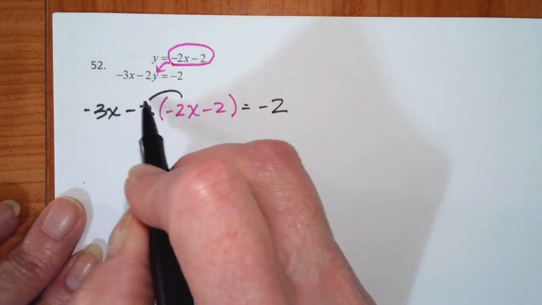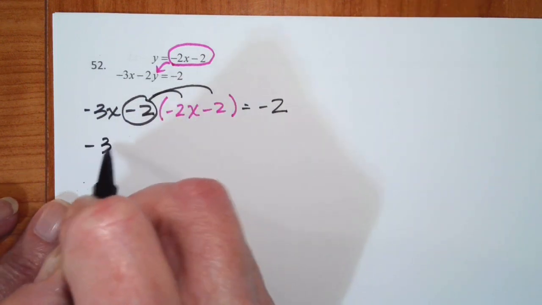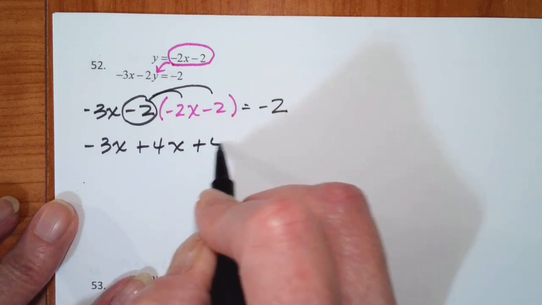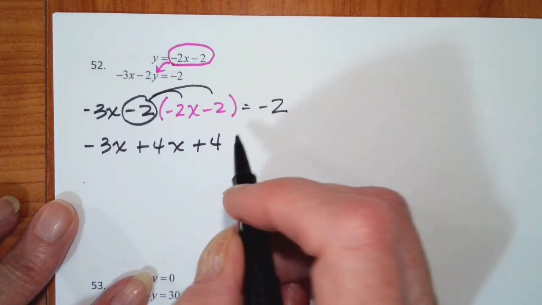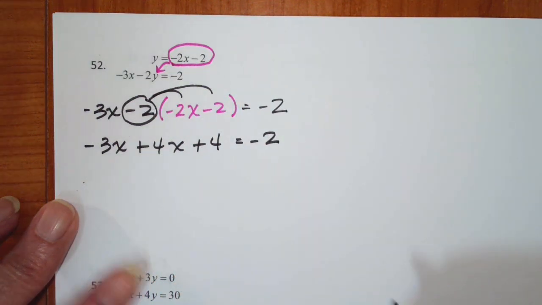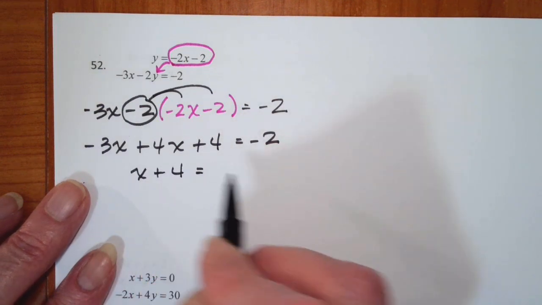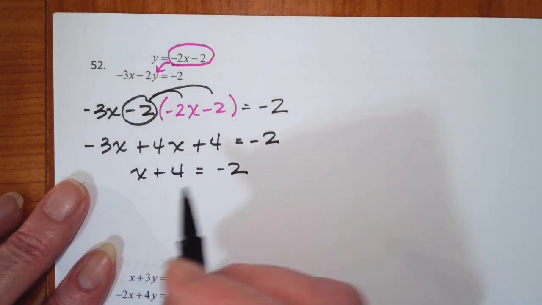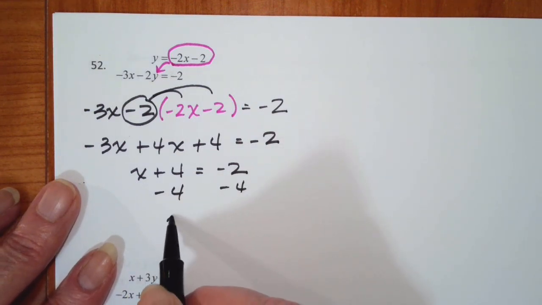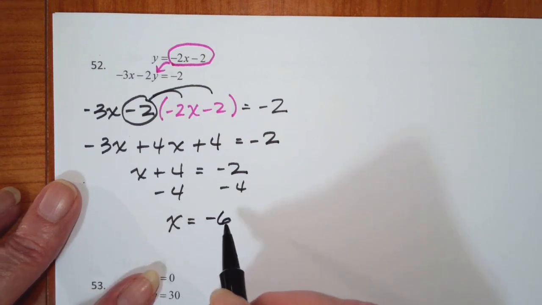So I will distribute, remembering to distribute the negative sign. This gives me negative 3x plus 4x plus 4 is equal to negative 2. When I combine these, I get x plus 4 is equal to negative 2. And I get that x is equal to negative 6.